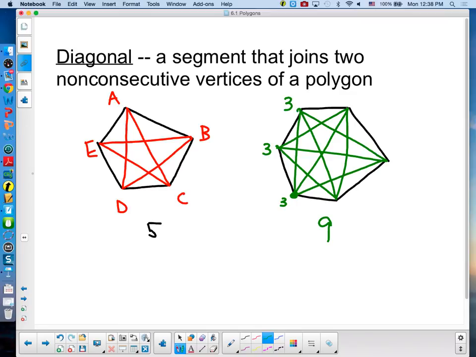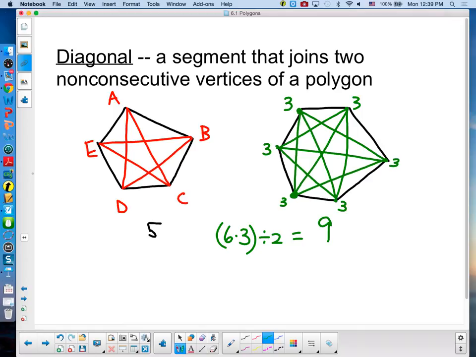So if there were 6 corners and there's 3 diagonals from each, shouldn't there be 18? No, you can't count twice. Correct. No, because if you count it on each end, you're counting that diagonal twice. So if we take how many sides there are times how many diagonals at every corner, but then divide that by 2, that will tell you how many diagonals there are. So let's see if we can predict on a 7-sided.